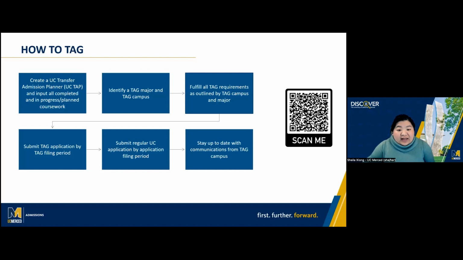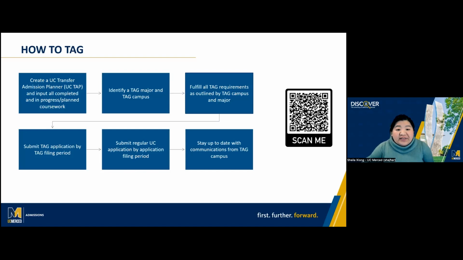All right. And then last but not least, make sure you stay up to date with communications from the TAG campus. Our main method of communication for TAG is through email. So make sure that you are checking your email from the time you submit your TAG application until you submit your UC application, just in case we request additional information. Make sure to check your email for any additional communications that we are sending out to you.